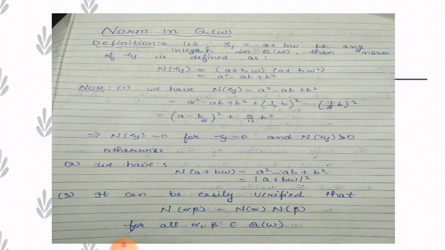Now the second note is that norm of a plus b omega is equal to a square minus ab plus b square, and that equals the modulus of a plus b omega whole square. Now the third is that it can be easily verified that norm of alpha beta is equal to norm of alpha into norm of beta for all alpha, beta belonging to Q omega.